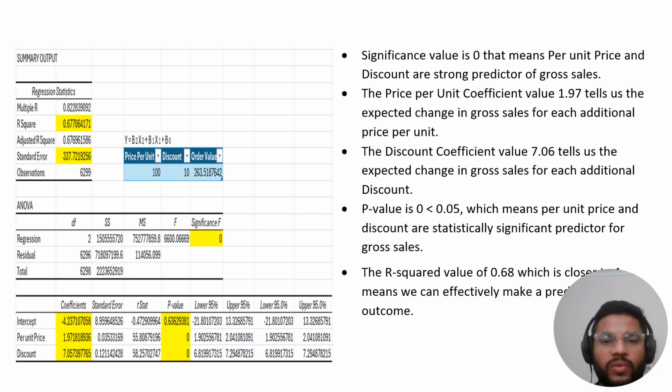Also, the R square value was 0.6, which is closer to 1, which is also a good thing. So it shows the model is very effective in making predictions of the outcomes. So let's jump to the next slide.